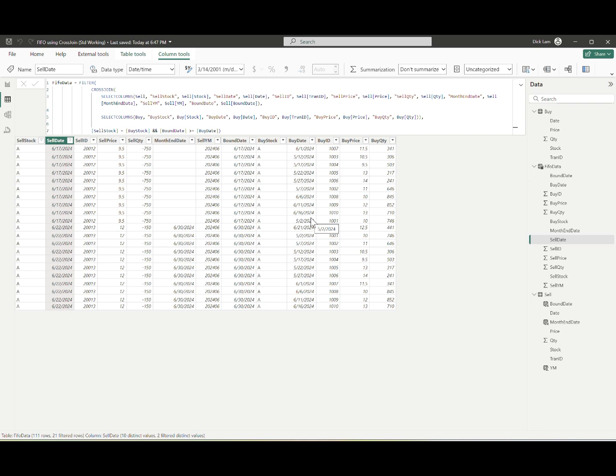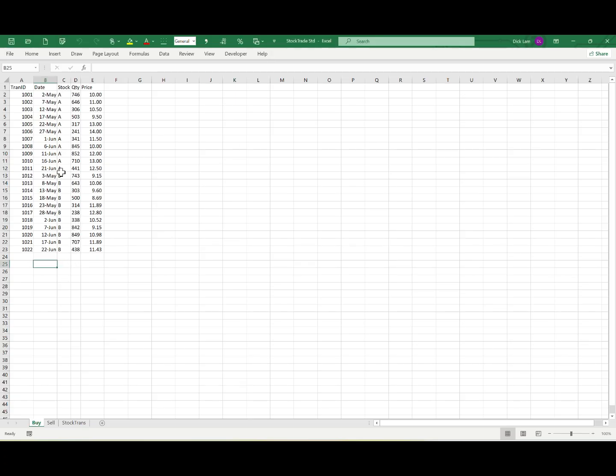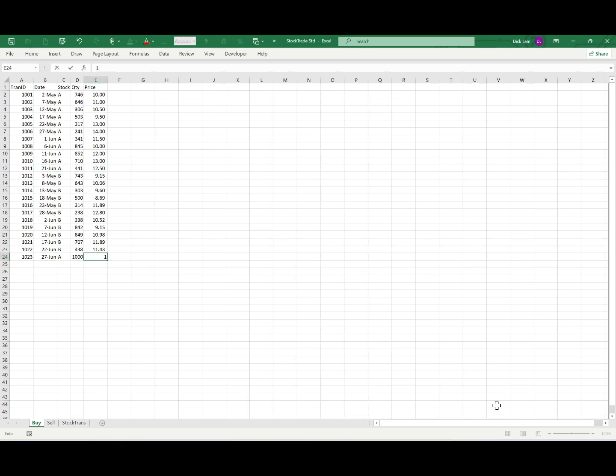Of course, you can adjust your buy data to include a buy-in transaction of June 26. Let us do that and just do the testing, and then we will revert back. Now here we can add a transaction 1023. It should be here. We use June 27, and we add 1000, price 15. I press save.